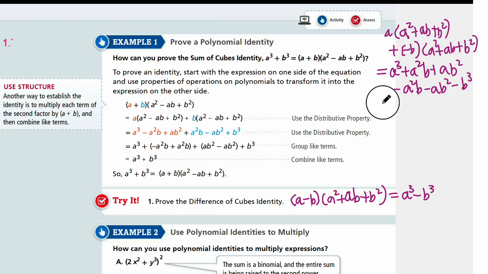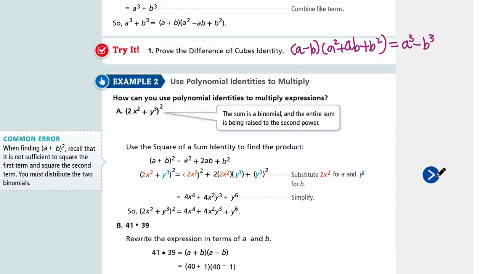And then you're going to combine like terms. You can group like terms first, but a cubed is just a cubed by itself. And then a squared b, we have a squared b minus a squared b, so it's gone. And then ab squared minus ab squared, so they're gone, right? And so we just have a cubed minus b cubed. So we have proven that they're equal to each other. Okay, that was example 1. Let's move on to example 2.